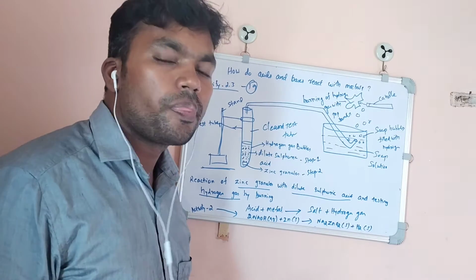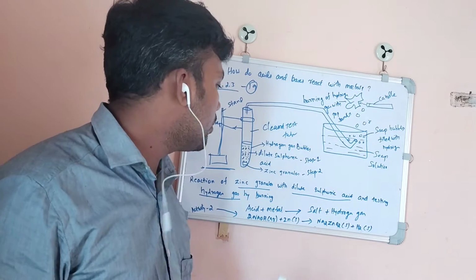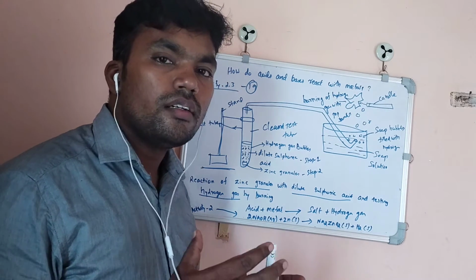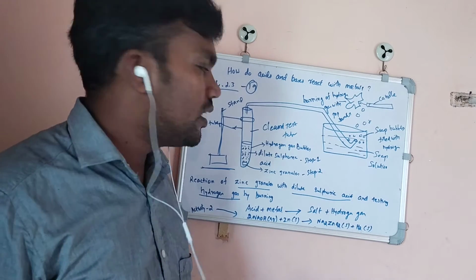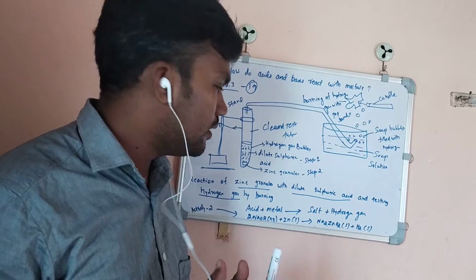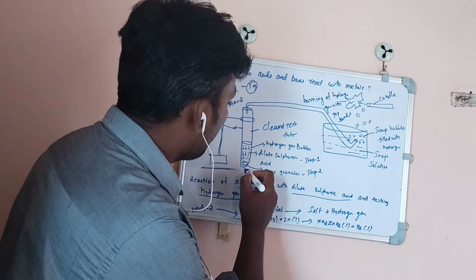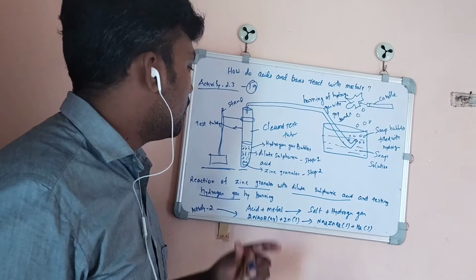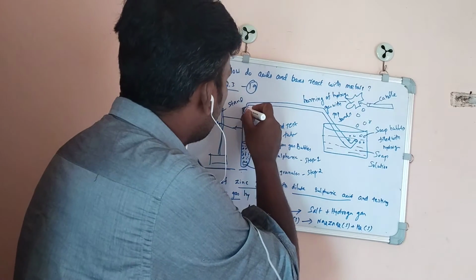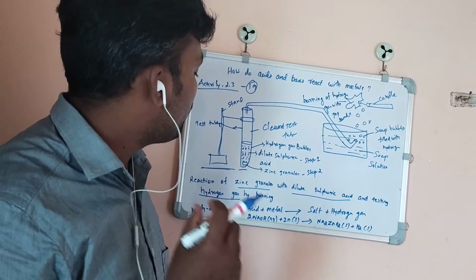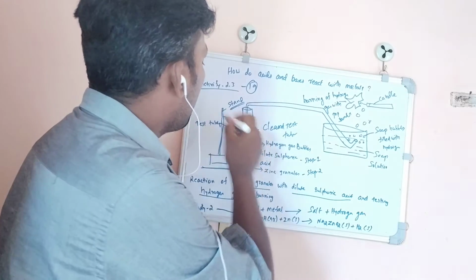Step number 3, take dilute sulfuric acid. In your school laboratory, you may find sulfuric acid which is maybe concentrated. With the help of your teacher, you need to dilute it and then add a little amount of sulfuric acid in the test tube, like shown in this experiment. Add the dilute sulfuric acid in the test tube and place it in the test tube stand like shown in this figure.